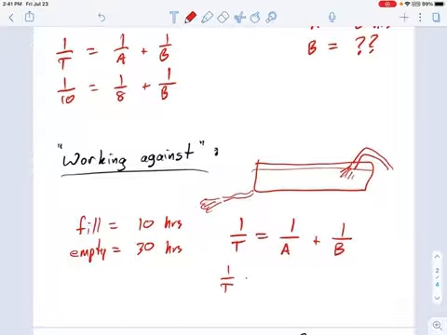So 1 over t equals, I'll use a for my fill time, 1 over 10. And because the emptying is the opposite action, it's counterproductive. It's going in the opposite direction from the normal work. I'm going to do 1 over negative 30. Okay, 1 over t equals 1 over 10 plus 1 over negative 30.